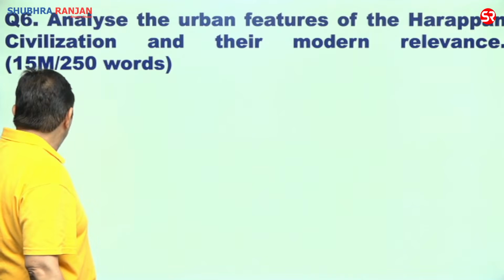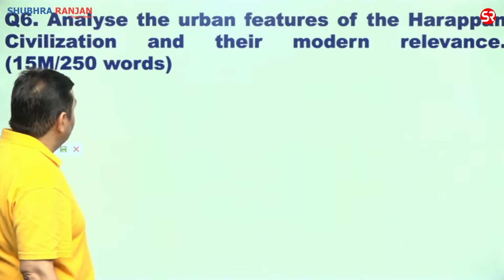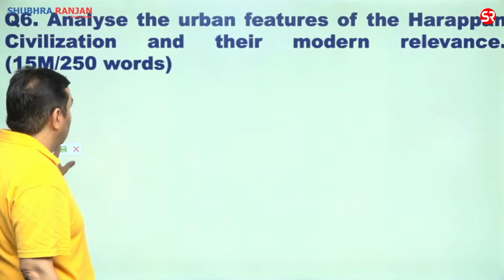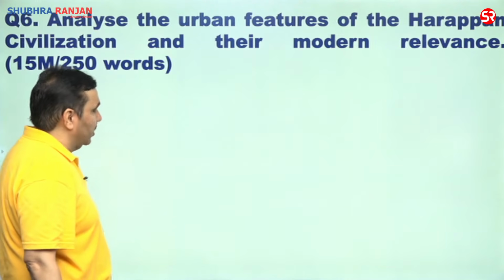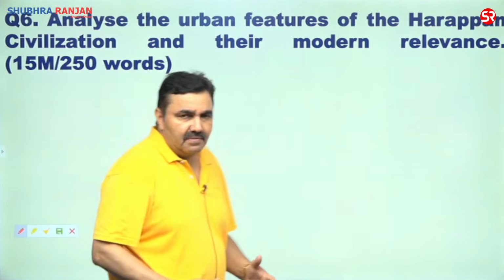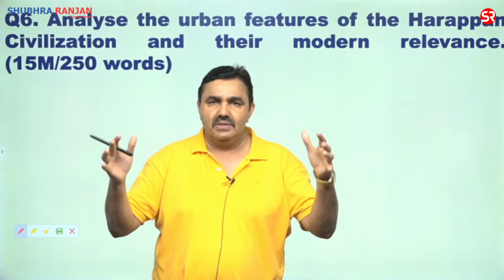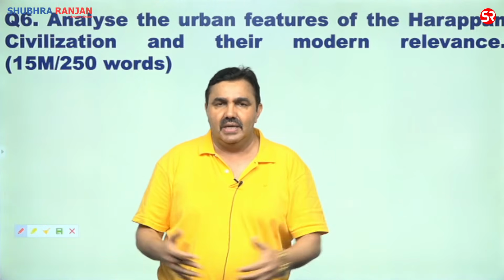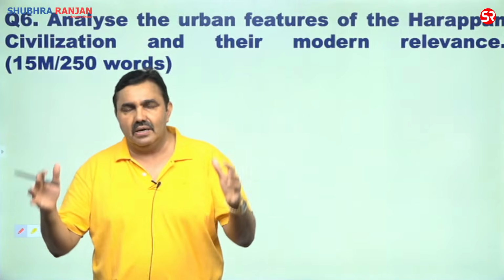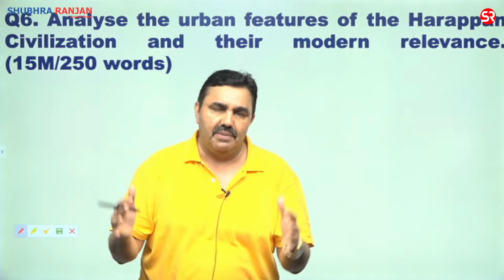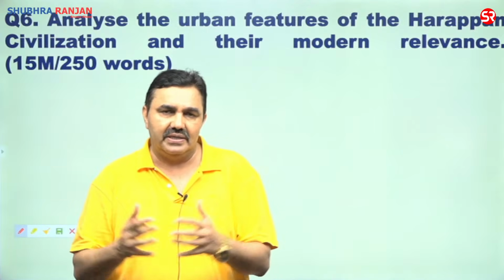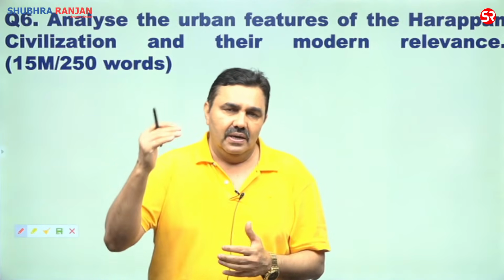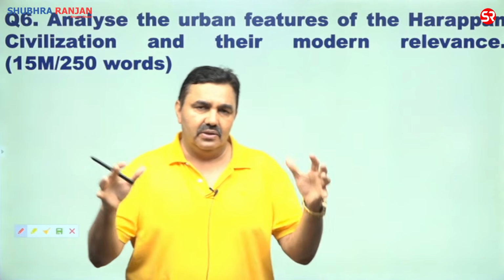Question number 6. Analyze the urban features of Harappan civilization and their modern relevance. Urban features. Think of Harappan civilization. Harappan civilization was an urban civilization. More than 1,400 urban settlements of Harappan civilization have been discovered so far during excavations and explorations. Every settlement had certain common features.